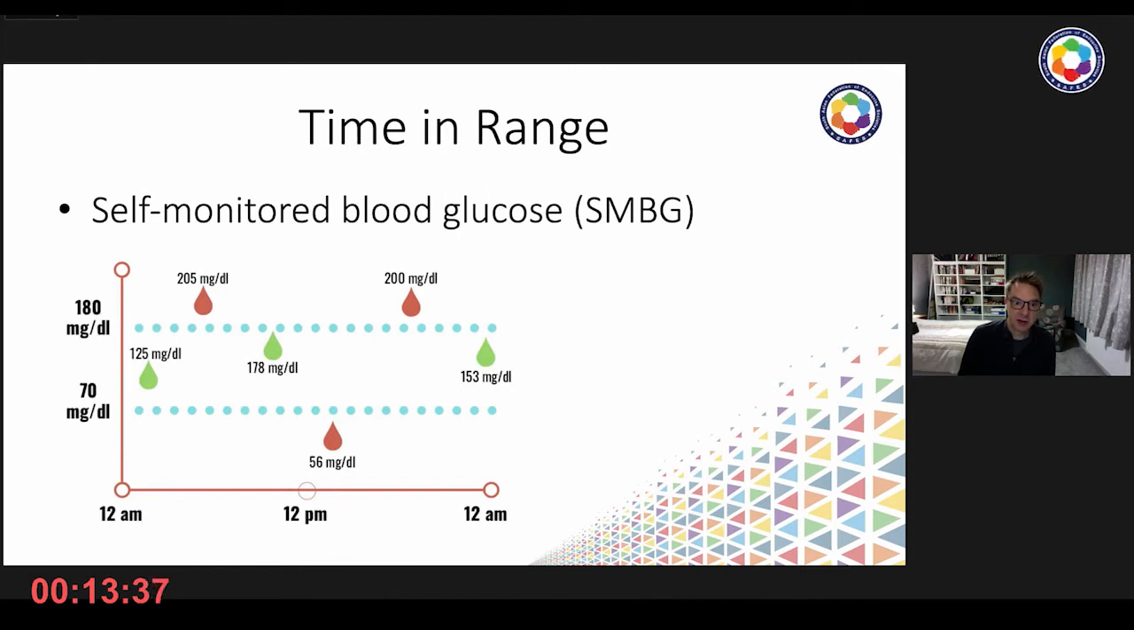And here's a slightly more detailed view of that for a given day where someone does 6 finger pricks. And you can see that 3 out of those 6 are in range. So this person has 50% time in range. 2 out of the 6 are above range, so they spend 33% of their time above range. And 1 of those values is below, so they spend 16% below target. And it's that simple for time in range with self-monitored blood glucose. It's simply the number of values within each range over the total.